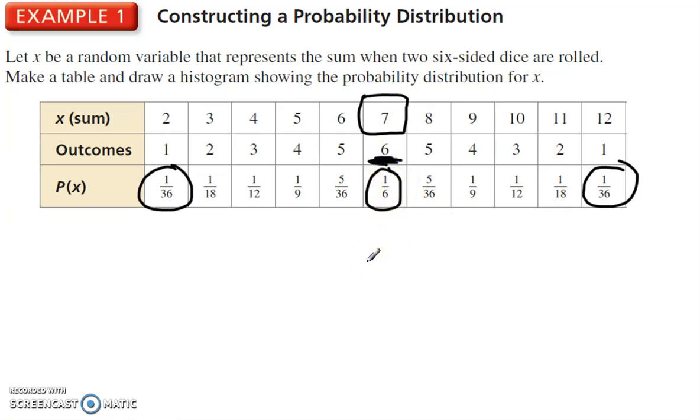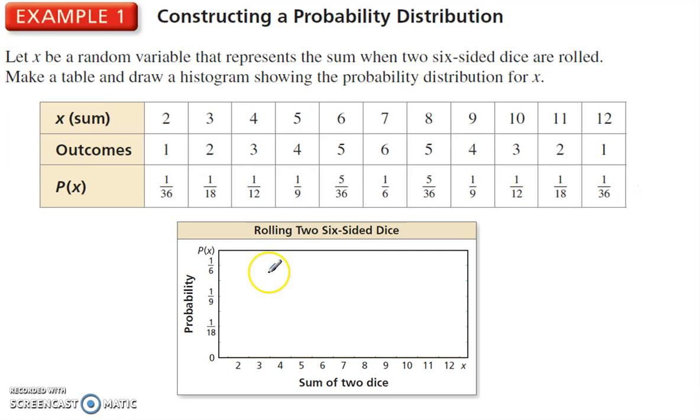Now I could organize this also in a histogram. If I do a histogram, for my y-axis, I'd show the probability of x. So this is like a function table. I've got my x, and then the probability of x happening. So that's going to be on the y-axis. And then here, I'm just going to go up as high as I need to. You don't need to go 1, 2, 3, 4 if we're only going by fractions here. So I'm only going to go up to 1/6.